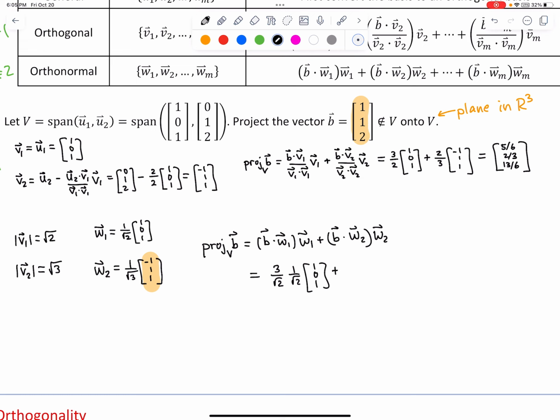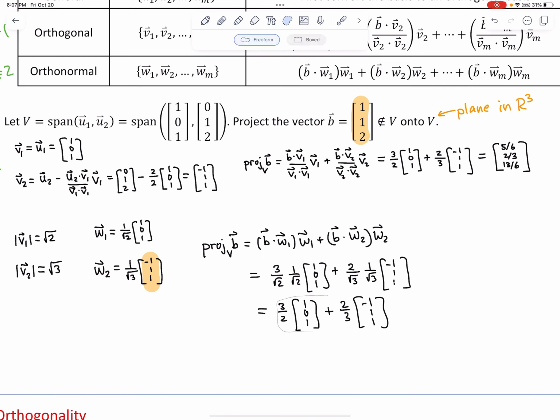We get negative 1 plus 1 plus 2, which is 2. And of course, that is divided by that scalar. And here's the dot product. And then multiply this by vector w2, which is 1 over that radical times the vector (-1, 1, 1). So in the end, this will just wind up being 3/2 times the vector (1, 0, 1) plus 2/3 times the vector (-1, 1, 1).